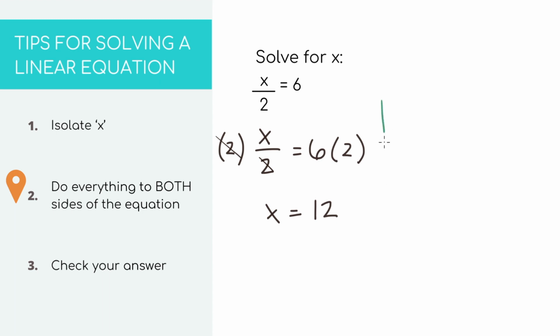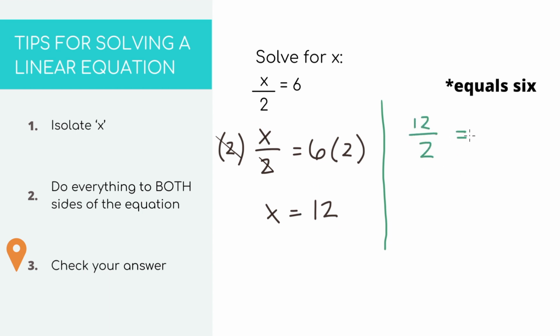When we check our answer and plug back in 12 for x in the original equation, we get that 12 divided by 2 equals 6, which is true, so we got the right answer.